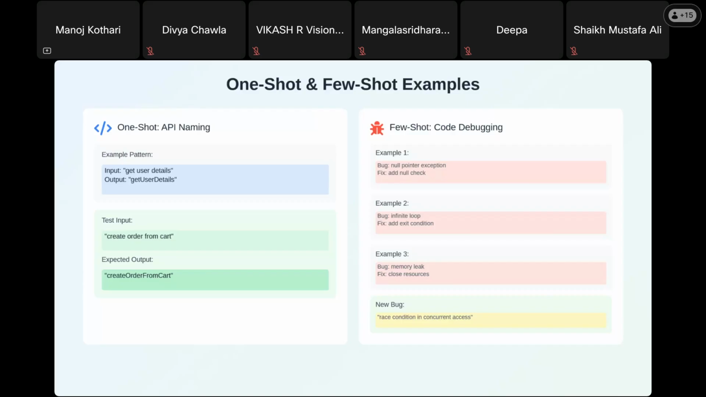So if it is one shot, we are good. What is few shot prompting then? We talked about zero shot, one shot, and now we are talking about few shot. What is few shot prompting?